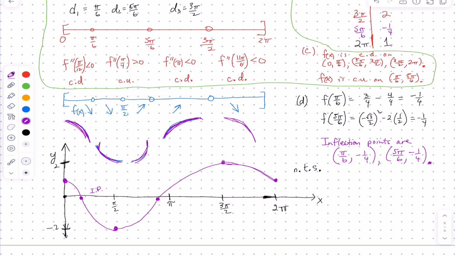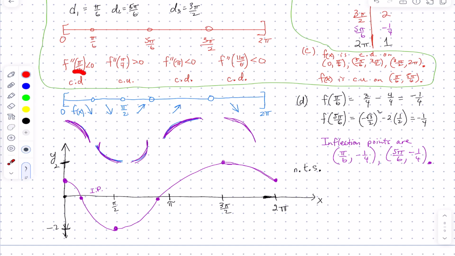Remember, this function is only available on the interval 0 to 2 pi. So that's why there's a bracket here. That's actually 0 to 2 pi. And notice we took part A and B and indicated when the function is increasing. So that's what this is saying right here. Now you're going to put two pieces of information together. When is the function decreasing and concave down?